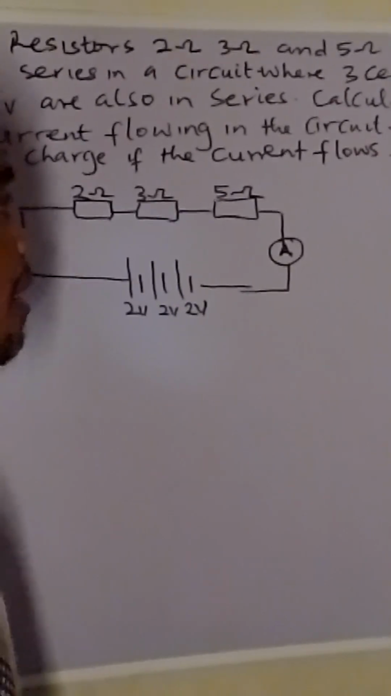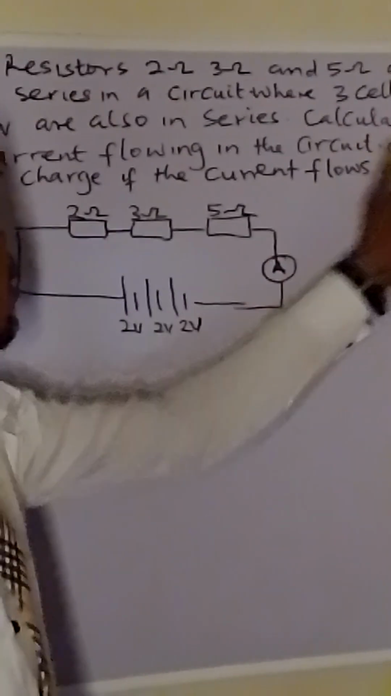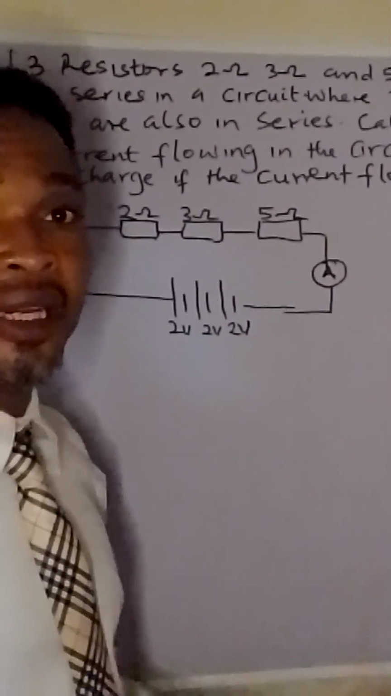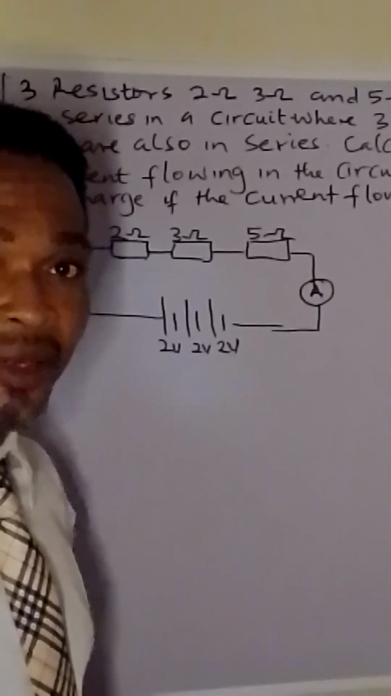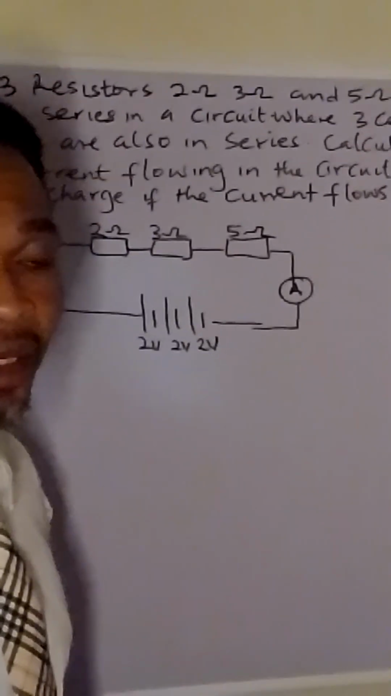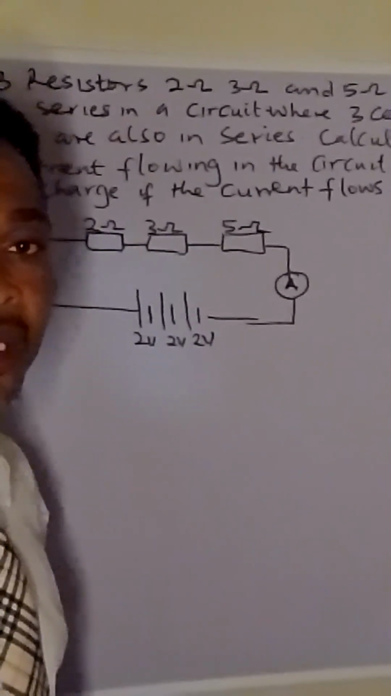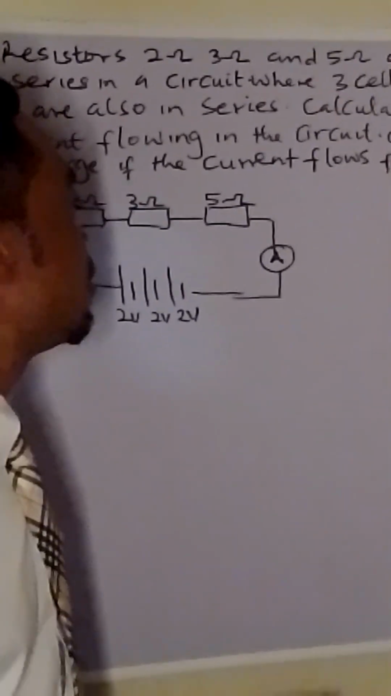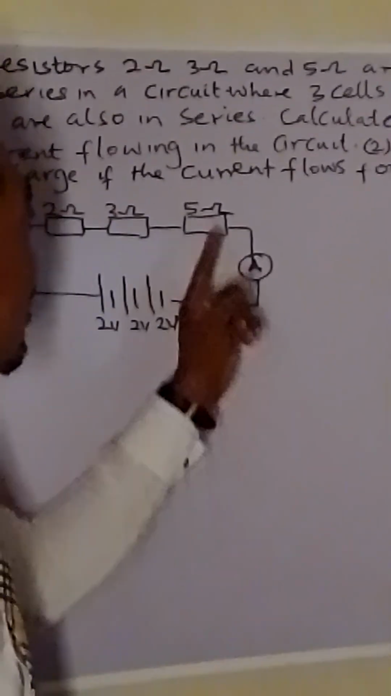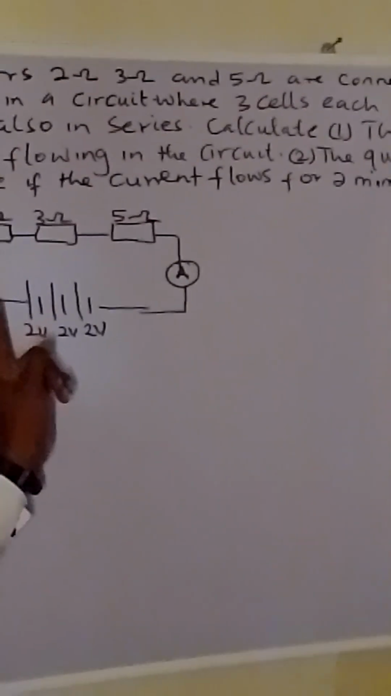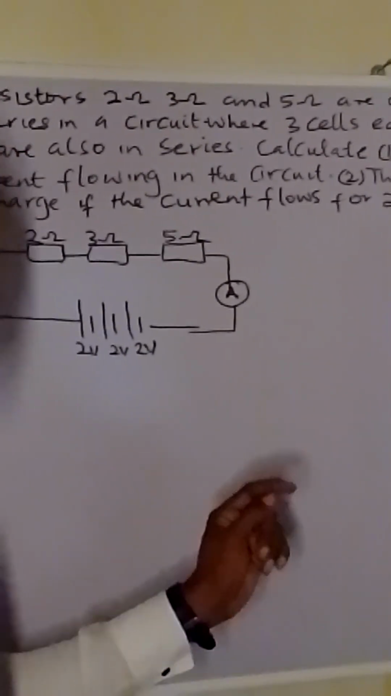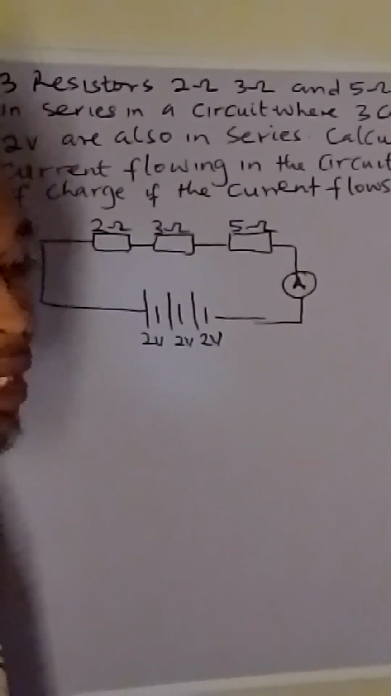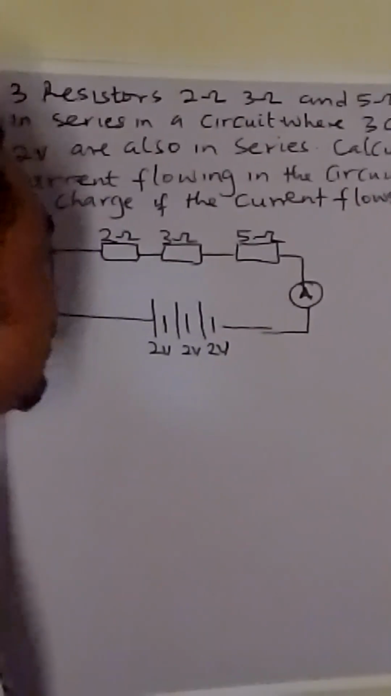And in some cases, instead of asking you the current flowing in the circuit, they can ask you calculate the reading of the ammeter. When you hear calculate the reading of the ammeter, it's the same thing as asking you the current that flows in the circuit, because I have said initially that ammeter measures current. Okay, so there are two things we are looking for here. We are looking for the current flowing in this circuit, and we are also looking for the quantity of charge in this circuit. We begin. First, we get the total resistance solution.